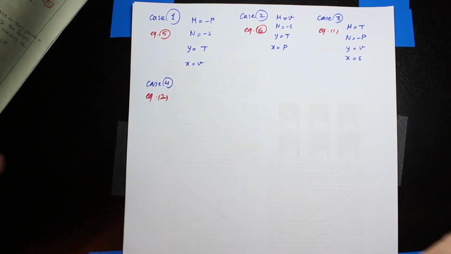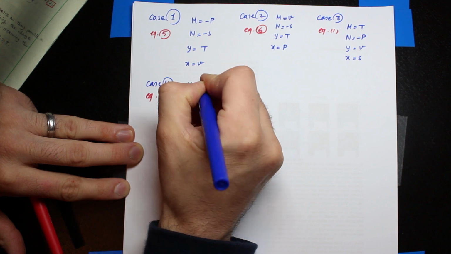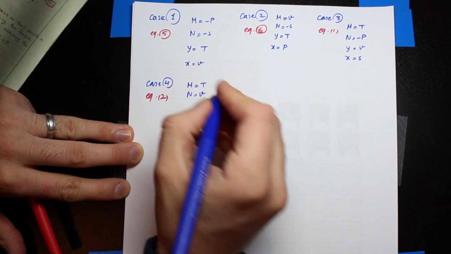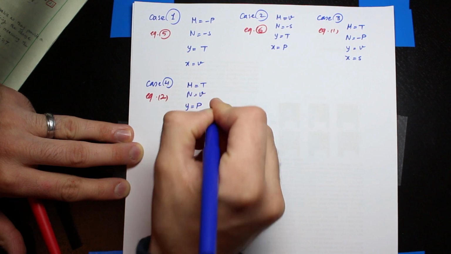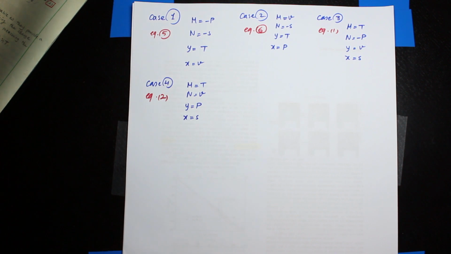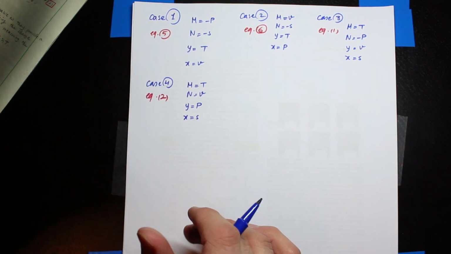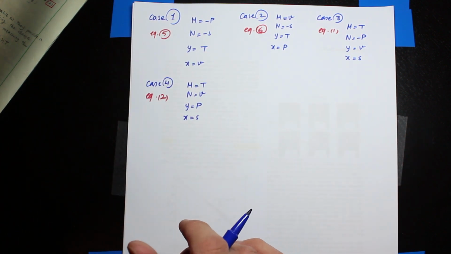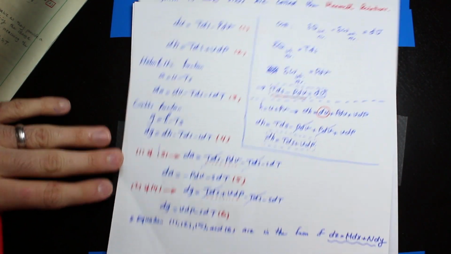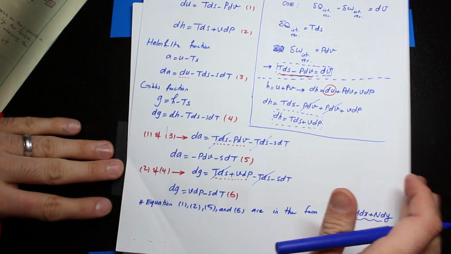So in that case, M is going to be T, N is going to be V, Y is going to be P, and S is going to be entropy. Okay, now that I have these 4 cases, I'm going back to this main equation that I had. So this was the main equation that I had.